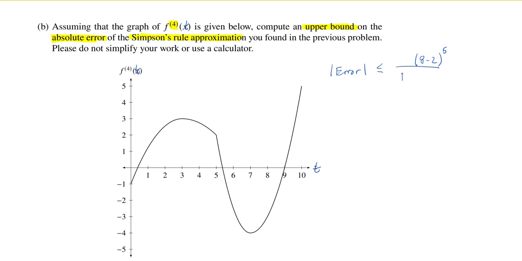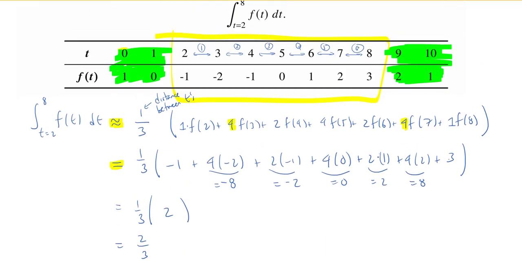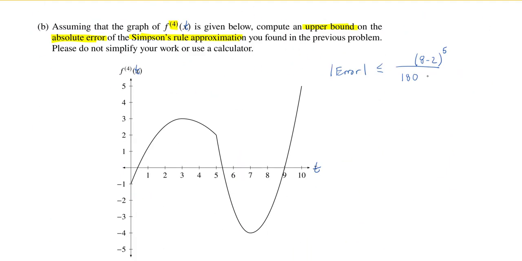On the bottom, we're going to take the number 180, which just somehow magically appears when we derive this error bound, and we multiply by the 4th power of the number of intervals. Okay, so how many intervals did we have? All right, we had 6 intervals. So we're going to have the 6 intervals raised to the 4th power.